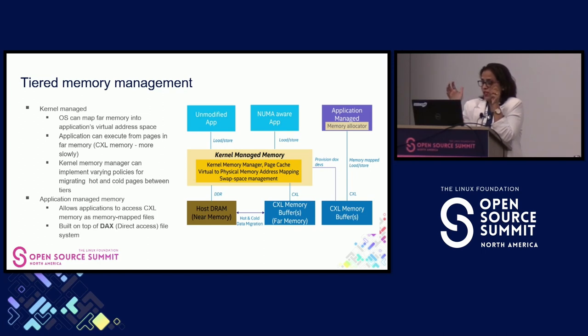When the tiered memory is managed by the application, the application can access the memory as memory-mapped files, which is built on top of the DAX device support, that is, direct access support. So in this case, you see that these are unmodified applications directly using the CXL memory handled by the kernel. It might be unmodified or it might be NUMA aware. NUMA aware means the application is aware of the underlying NUMA architecture, and based on that it accesses the memory. Otherwise, if it is application managed, then it goes through the DevDax interface or the direct access file system interface.